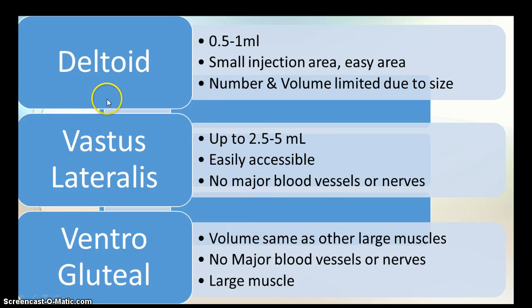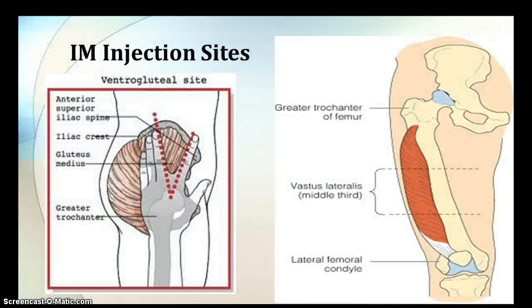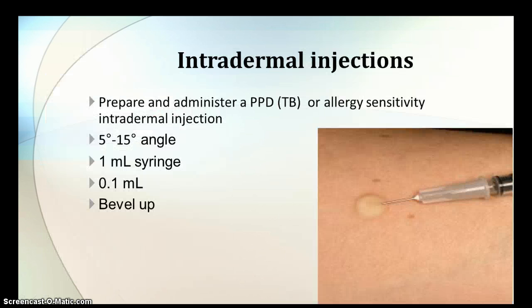And as far as IMs are concerned, you need to familiarize yourself with these areas, how much you can give, how you can determine where these areas are on the body. We'll be practicing in the lab. And I like this ventral gluteal site here. You can see the schematic where the muscles and the superior iliac crest are, and how you put your hands to find the correct location for the ventral gluteal. This is the vastus lateralis. You need to know your trochanter, your lateral femoral condyle, and it's your middle third. It's a great muscle to give injections in, and relatively less painful than the anterior portion of the thigh.